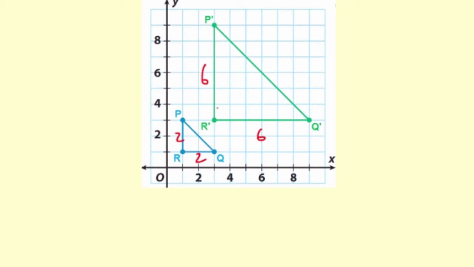So because P prime, R prime, Q prime is bigger, it is called an enlargement. And you can find the scale factor by dividing a side length of the image by a side length of the pre-image. So 6:2 or 3:1, or you can just simply write 3. So the scale factor of this dilation is 3. If it were a reduction, the scale factor would be between 0 and 1.